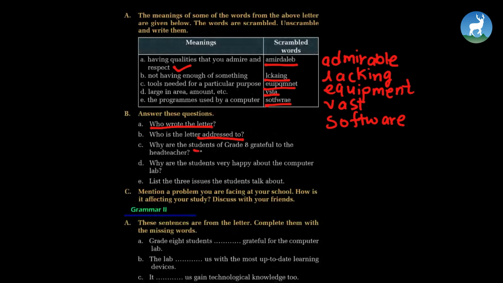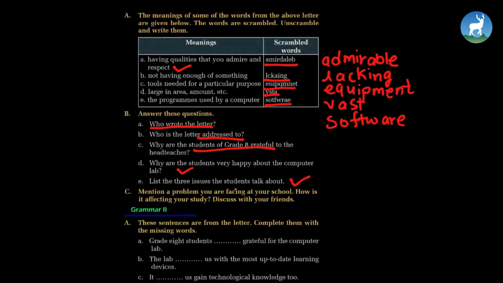Why are the students of grade 8 grateful to the head teacher? They are grateful to the head teacher because the head teacher has been successful in establishing a computer lab at their school. It's been given in the letter itself. So I hope you can find the answers to these questions as well. These remaining questions are your homework. Please do it carefully. Let's go into the third one.